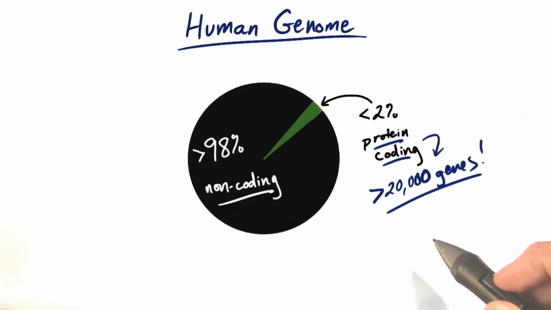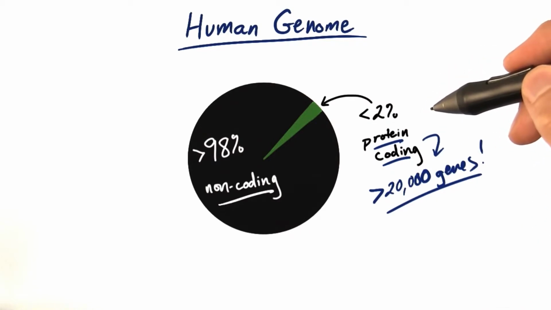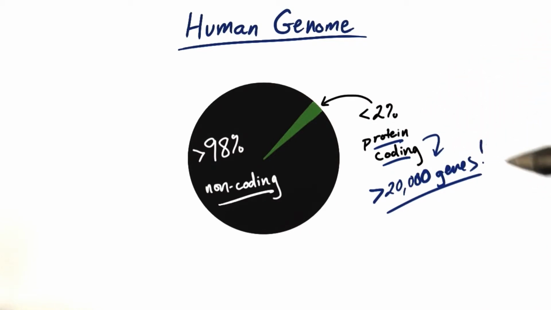The rest of this lesson will actually continue to cover how this 2% of our genome still codes for all those proteins. The next lesson will actually start to reveal some more about the role of this 98% of non-coding DNA.